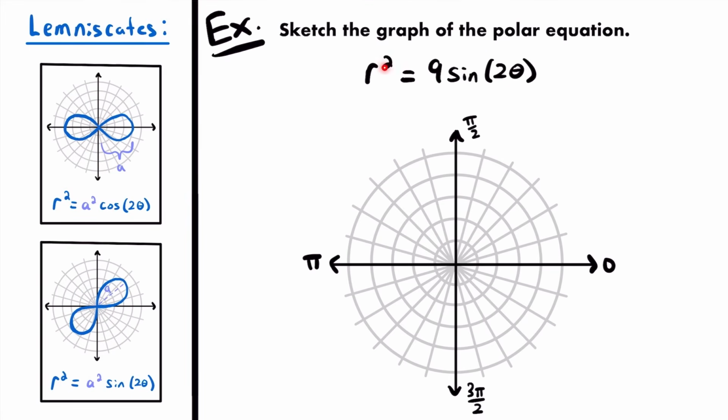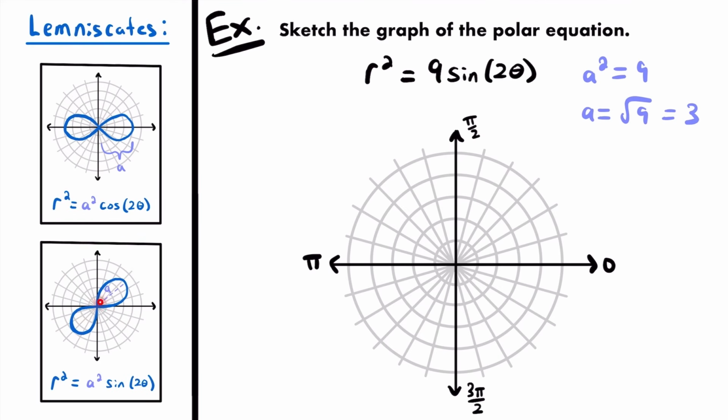Instead, we have r squared is equal to positive 9 times sine of 2 theta. And so in this case, a squared is equal to 9, which means that a is equal to the square root of 9, which is equal to 3. And that value is important because the value of a measures the distance across each of those loops on either side of the lemniscate. Now in this case, we're working with sine, so our graph is going to look like this down here, where we have r squared is equal to a squared times sine of 2 theta. We're not working with cosine, we have sine.